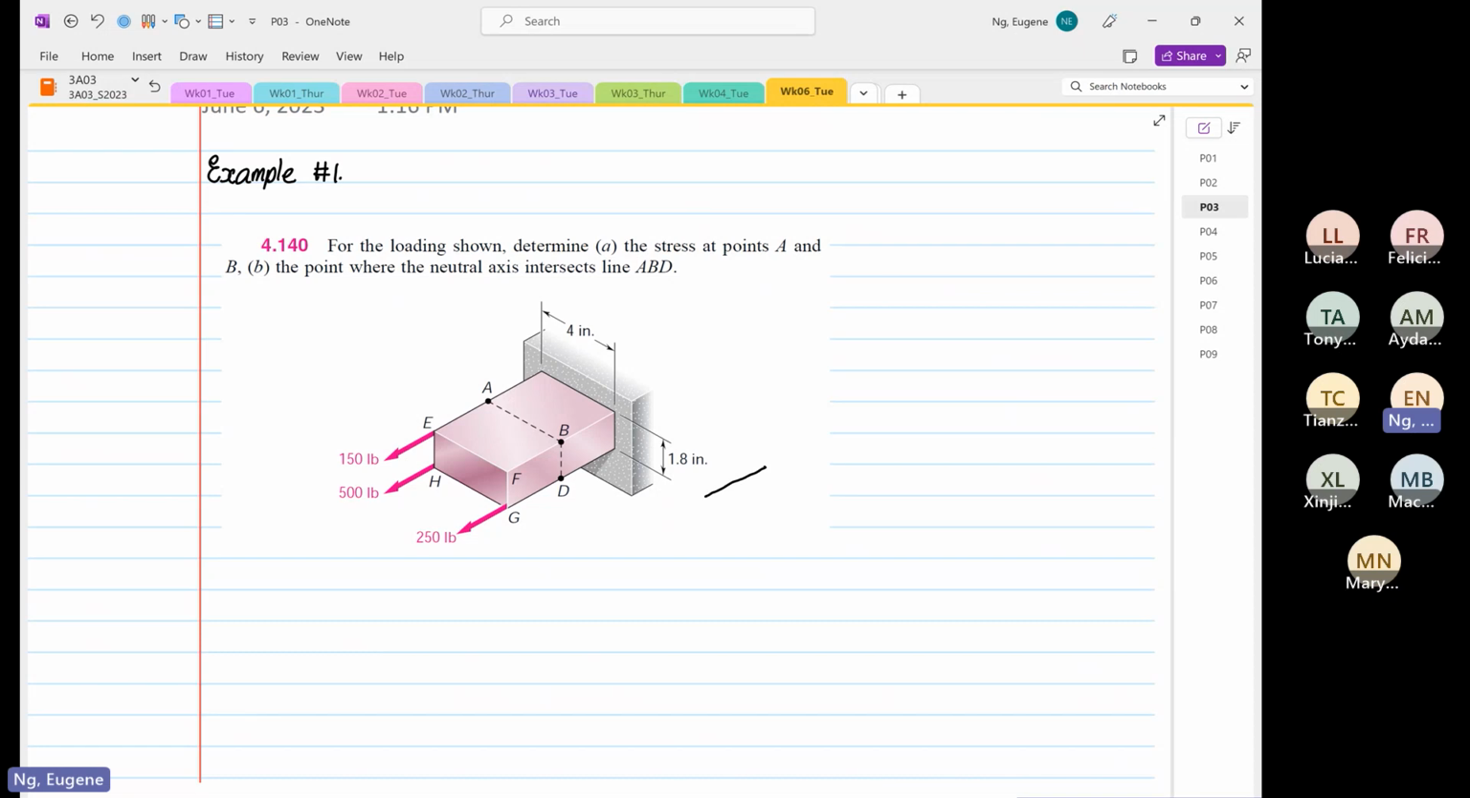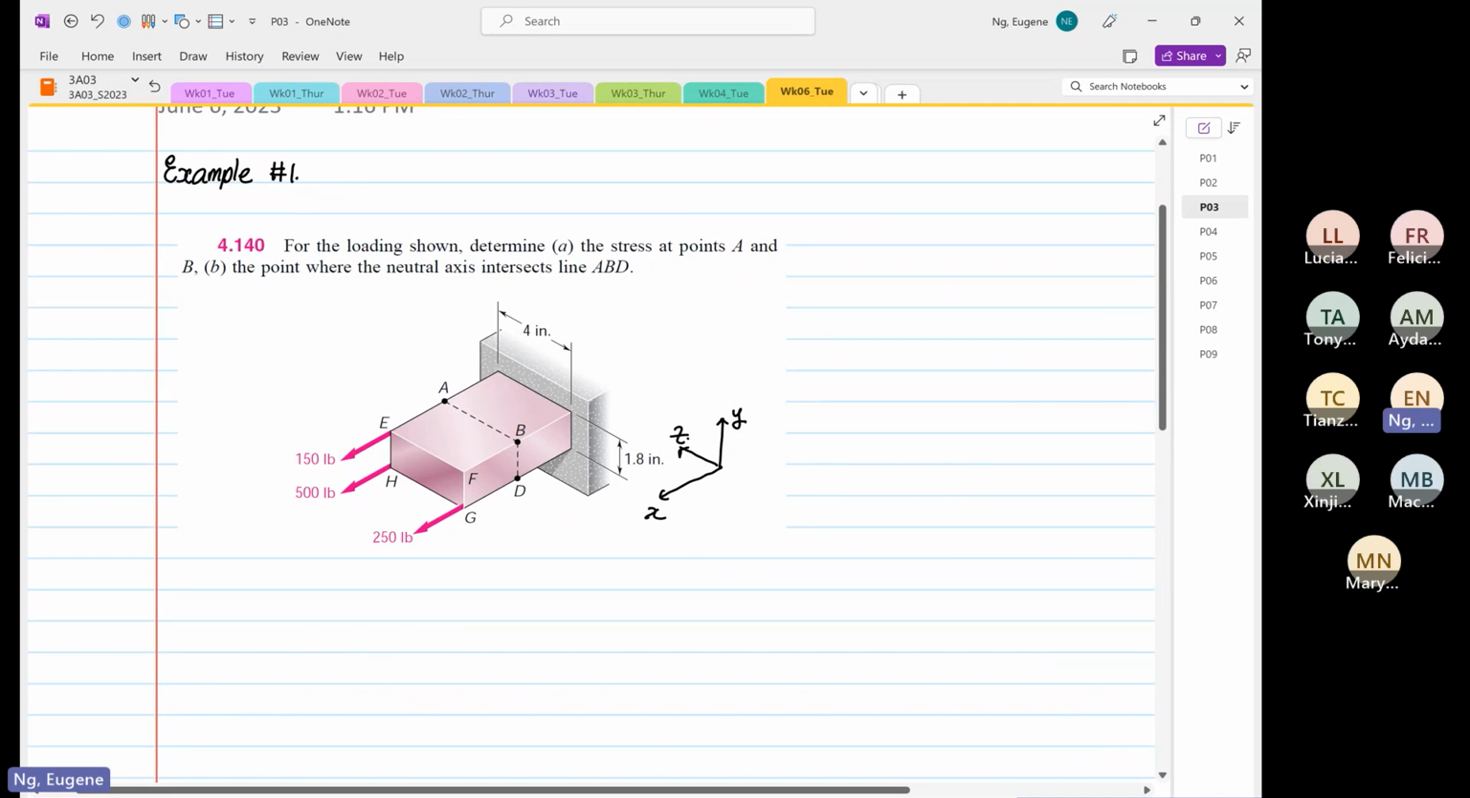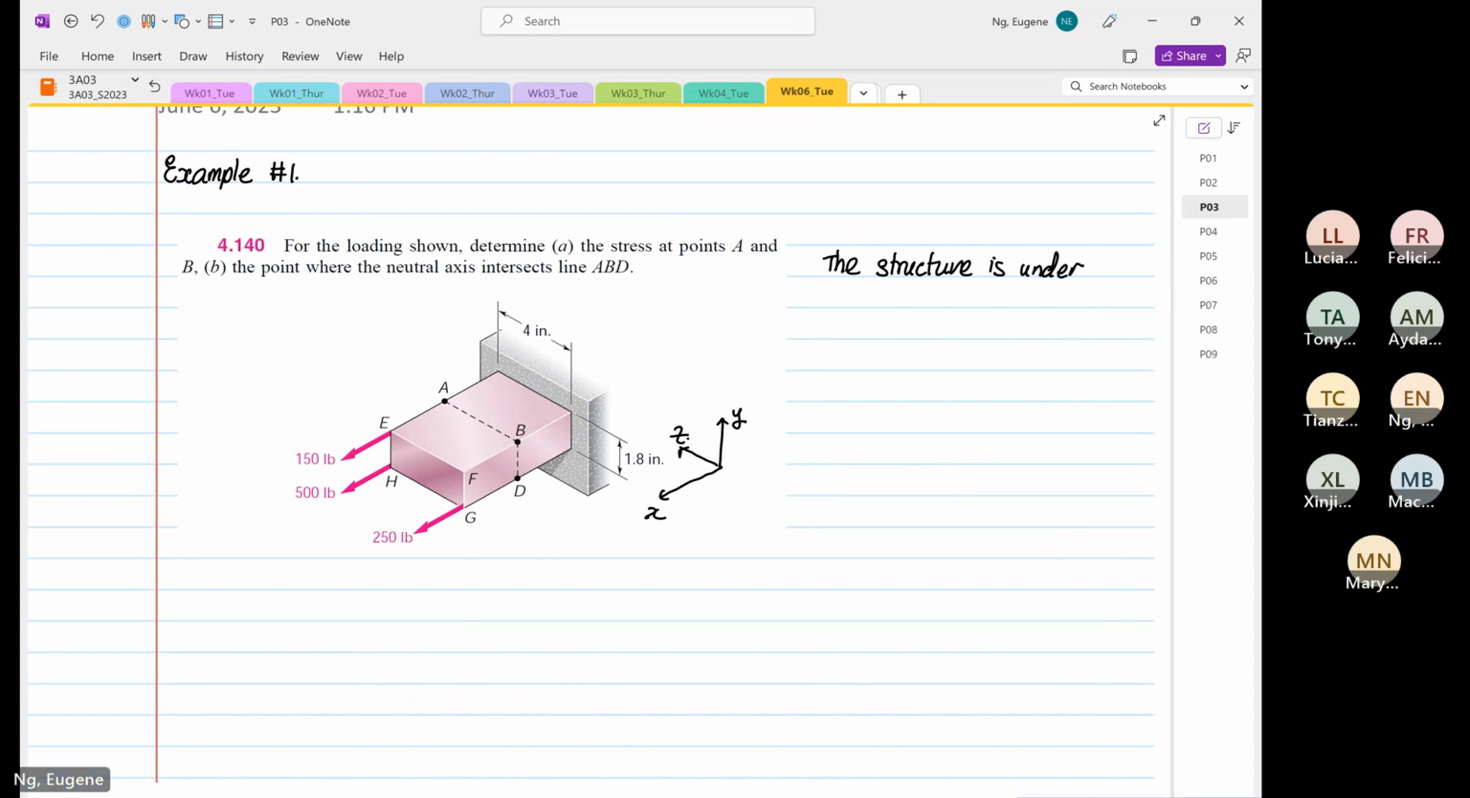So this is our X. This is the direction of our Y. And over here, this direction is our Z. So over here, what we know is we have Px. So the structure is under the loading of Px, moment about y, and moment about z.